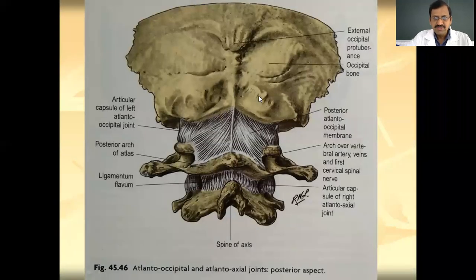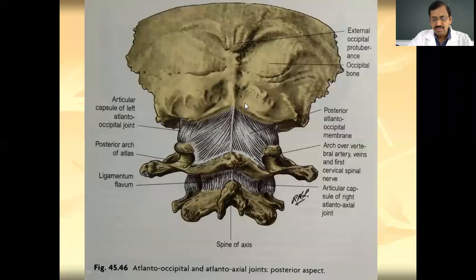Next, you see here, this is the occipital bone. This is the external occipital protuberance, and this is the superior nuchal line. This is the highest nuchal line, and here this is the inferior nuchal line. And here you can see the external occipital crest, and here this is the atlas. This is the axis. These are the bones you see.